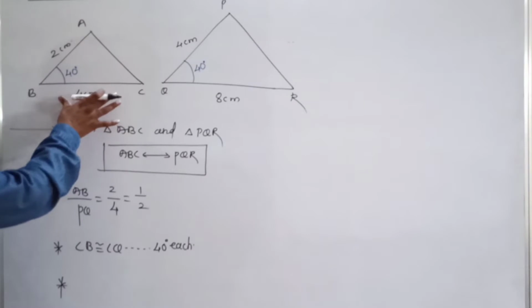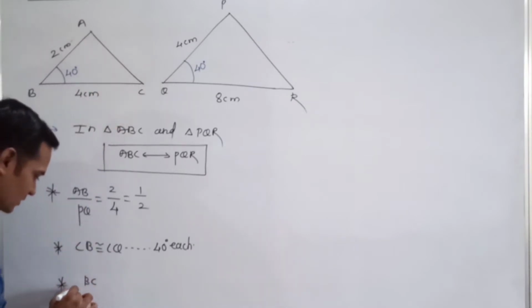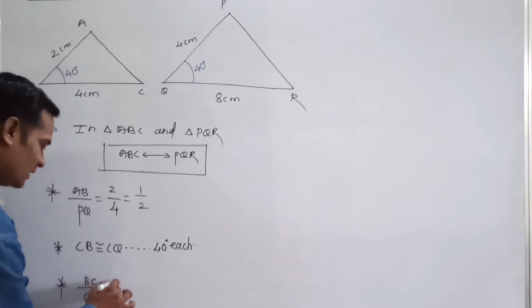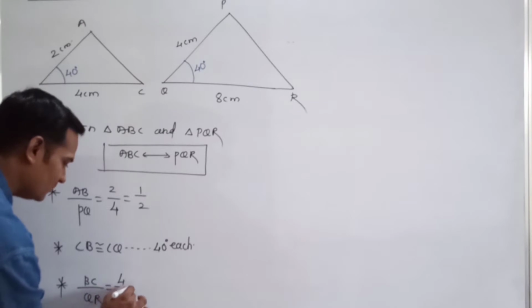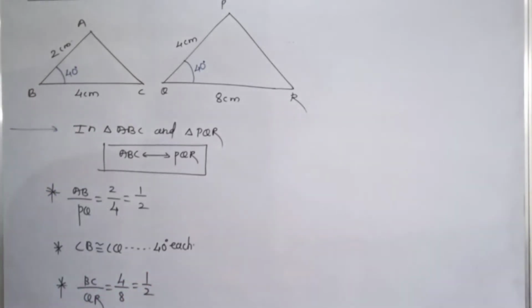The second side given is BC, and the corresponding side is QR. So let's put down the values here again: 4 upon 8, which is 1 upon 2 again. 4 ones are 4, 4 twos are 8.